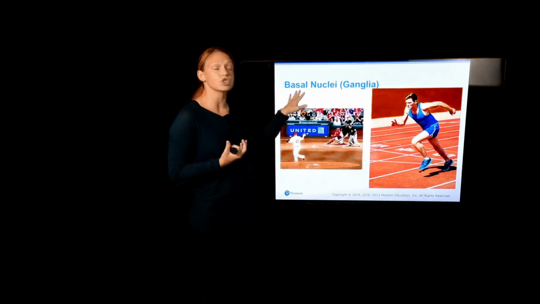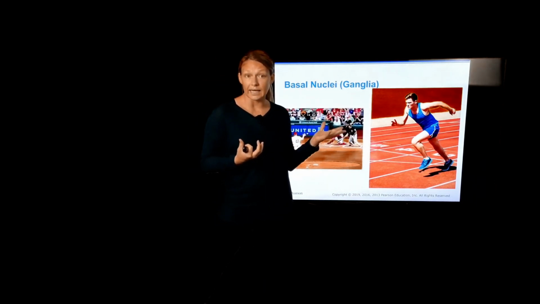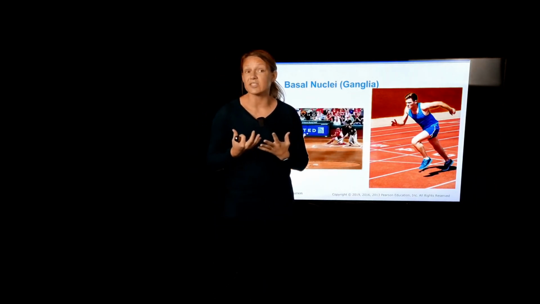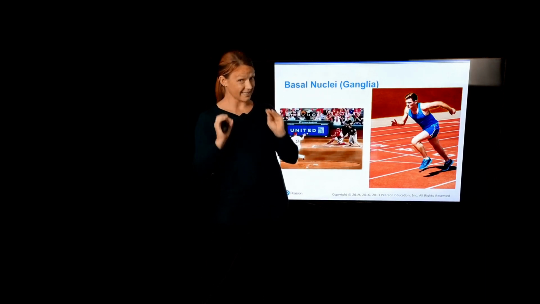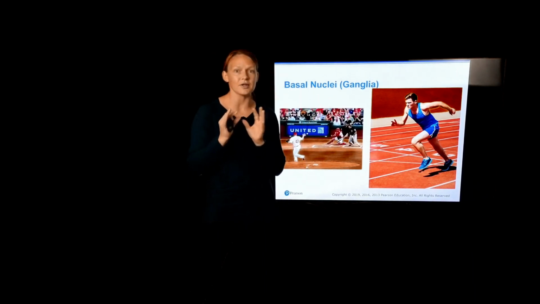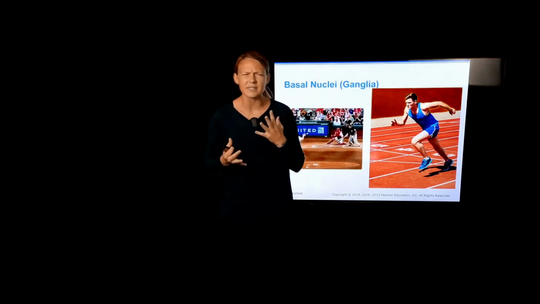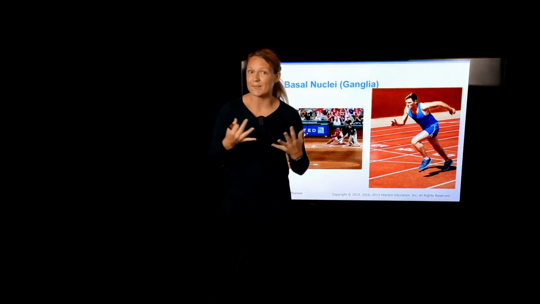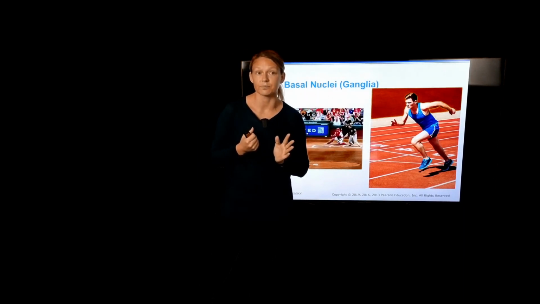So technically this should be the basal nuclei, but I put in parentheses here ganglia because some textbooks still refer to it as basal ganglia, even though, like I said, technically we're in the central nervous system, so it should be basal nuclei. I just wanted to note that in case you're wondering why this term is in parentheses. Are they synonymous? It's just there because you may run across it referred to as the basal ganglia in some texts.